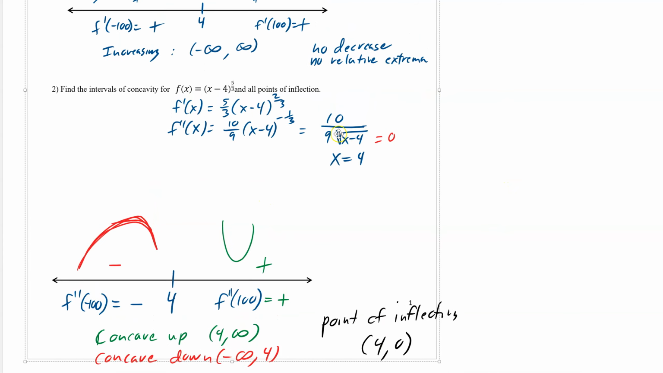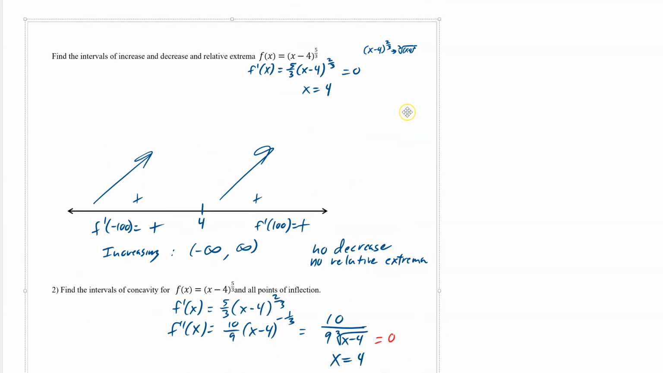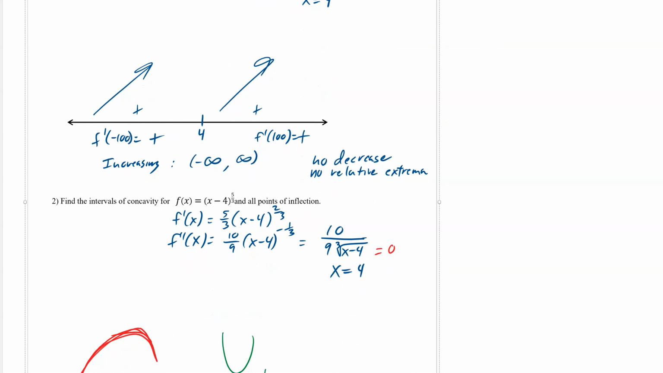And to find those points, remember, it's where our derivative is equal to 0 or d and e. Same thing up here, derivative is equal to 0 or d and e, second derivative equal to 0 or d and e, and there you have it.